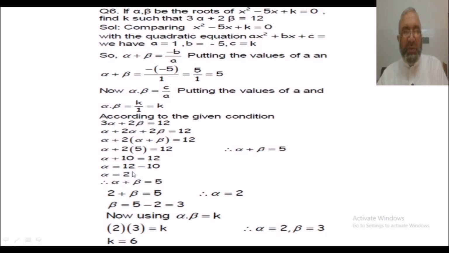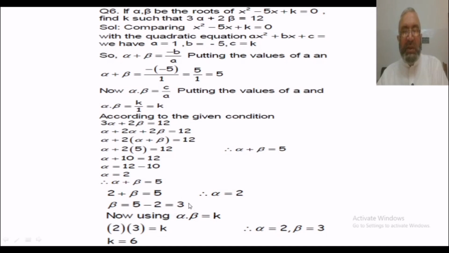Alpha is equal to 2. We get one value, alpha is equal to 2. Put this value of alpha in the given equation, alpha plus beta or alpha beta. You can put it in any one. So in the first equation, alpha plus beta is equal to 5. Put alpha is equal to 2. So we get 2 plus beta is equal to 5, or beta is equal to 5 minus 2. Beta is equal to 3. Thus we get both the values, alpha 2, beta 3.